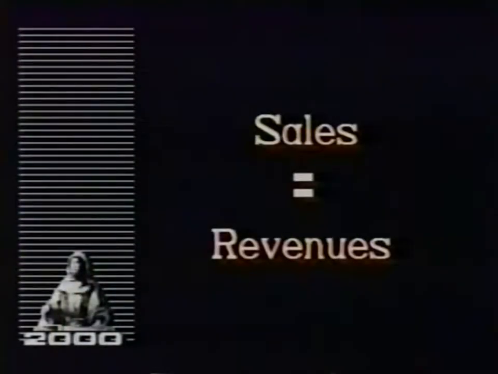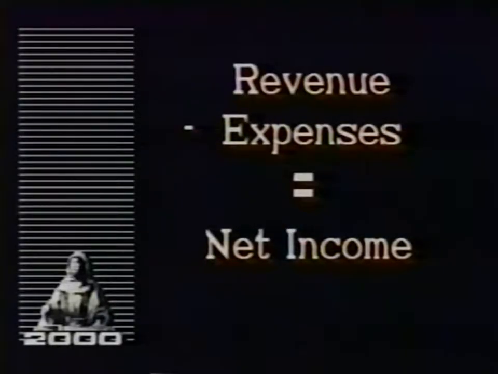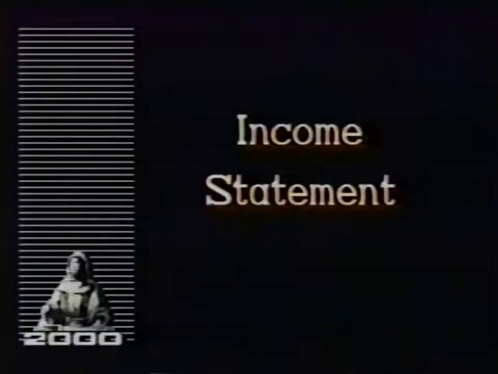Every company wants to make a profit for the owners. To do this, a company sells a product or sells a service. The money that the company receives from the sale of products or services is called revenue. Unfortunately, it takes money to make money. The money a company spends to generate revenue is called expenses. Revenue minus expenses is net income. The reporting of revenue and expenses is the income statement.